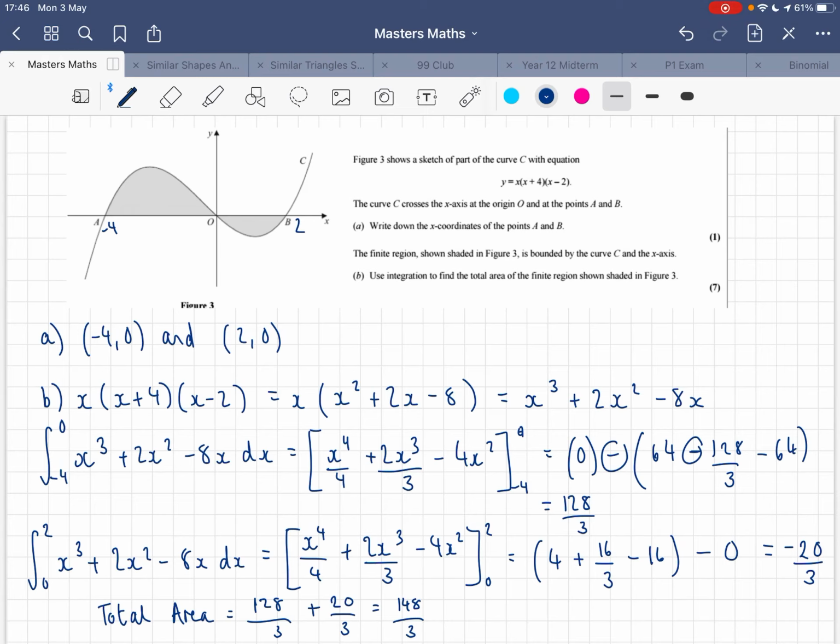Yeah, and like I say, from my investigations, when you're doing this on an exam, they do give you a diagram so you can see if there's going to be a negative area that's going to cause an issue, and you can then adapt your method accordingly.